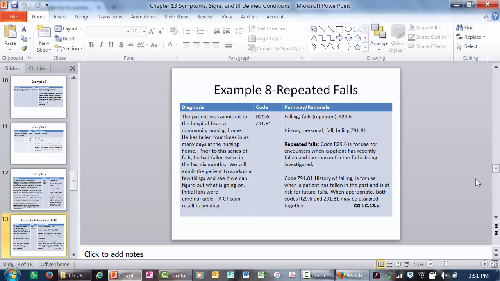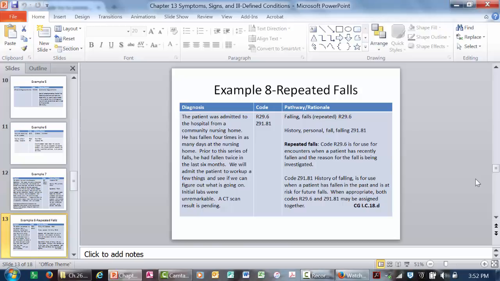In this case, the patient was admitted to the hospital from a community nursing home. He's fallen 4 times in as many days. Prior to this series of falls, he had fallen twice in the last 6 months. We will admit the patient to work up a few things and see if we can figure out what's going on. Initial labs were unremarkable. A CAT scan is pending.